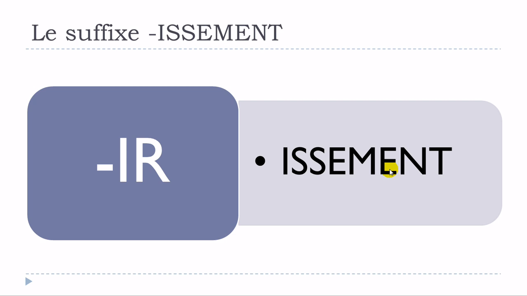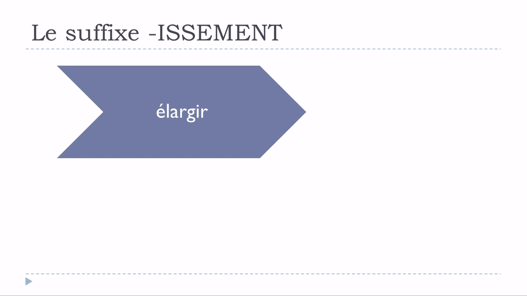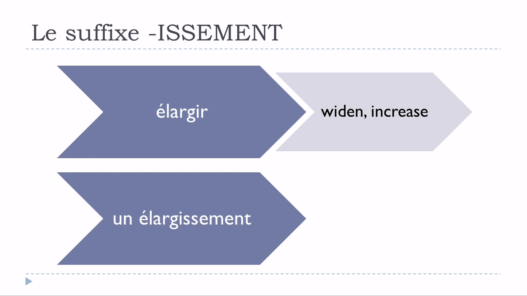And then the only thing that we should keep in mind, because of course if we're talking about making substantives based on verbs, it's possible to have different types of substantives, but in that case the substantive, so the noun, must express the action. Okay, that's the only thing that you should keep in mind. So let's see a few examples now. The first one, élargir, and you can see here the translation in English. Un élargissement. Okay, so you can see that, as we saw, you just need to take away this -ir from the verb and then you replace it with -issement, and then you get un élargissement. Okay, so élargir, un élargissement.